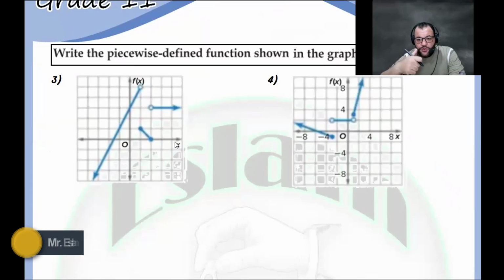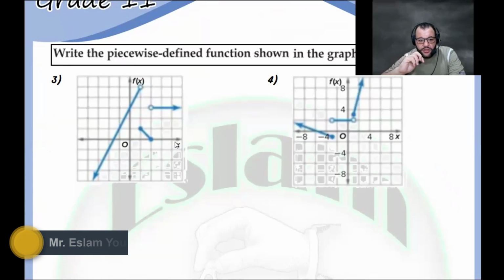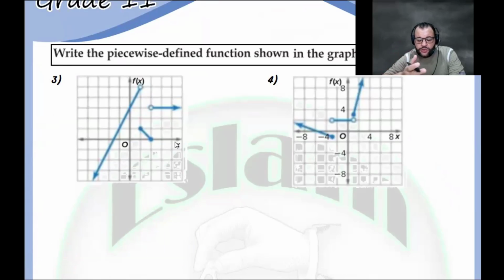Number 1, I give you the equation, then I need you to graph. Number 2, I give you the graph, then I need you to write the equation. So before you start solving, you need to divide the graph into parts. How many parts do we have? We have part number 1, part number 2, part number 3. We have 3 lines. To write the equation of a line, the main things you need are the slope and the y-intercept.